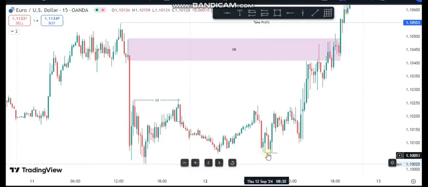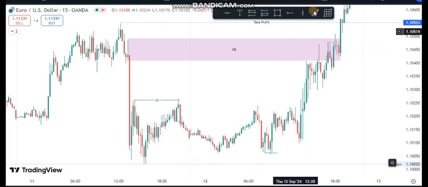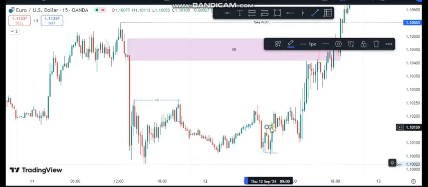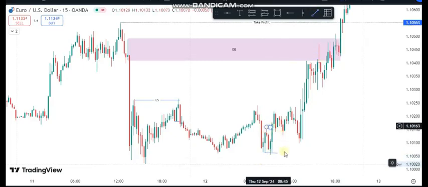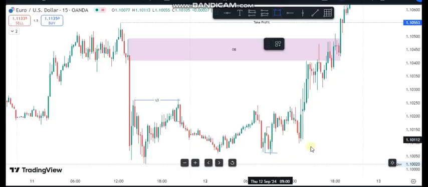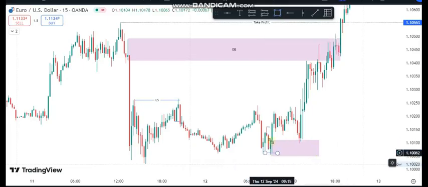Now what happened? A break of structure, a change of character there. Let me identify it so you see it. Now the next thing is to mark out my order block, the one that swept the previous low. I mark it out. Fine. Now price came back to it. Look, that's my stop loss. You understand? Look at the reaction over there.